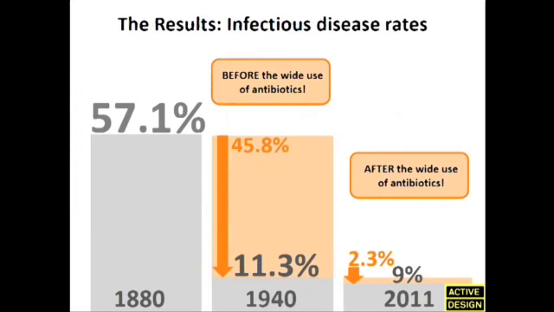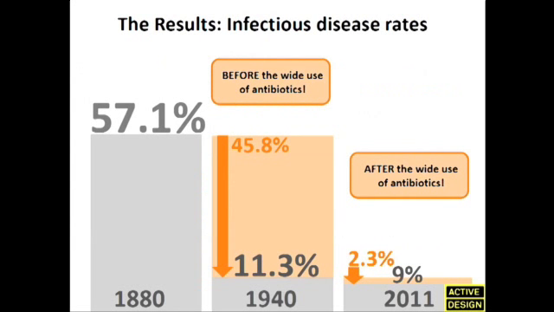So these are the results that we see. In 1880, leading causes of death in New York City and in many of our cities when they began were infectious diseases. By 1940, those deaths had dropped to 11% of deaths. You could see that between 1940 and 2011, they dropped some more, but not by very much, actually, from about 11% to 9% of deaths.